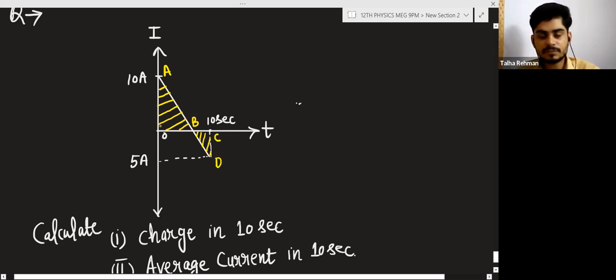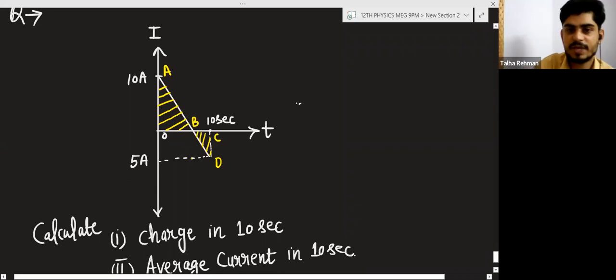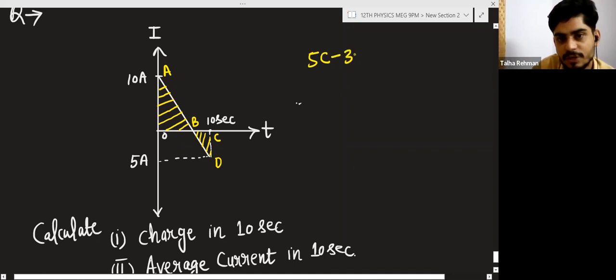And please remember one thing, charge is a scalar quantity, and we have to add the charge. Like if you have 5 coulomb charge and if you have minus 3 coulomb charge, then it will be 2 coulomb. You have to take the charge with sign. So the area above this time axis is positive. This is positive area, and because this is negative, you will take this area with negative sign.